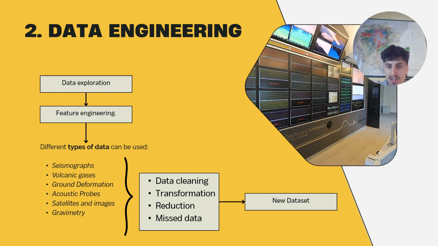Step 2, data engineering, which is the most important and delicate part of the research. The aim is to represent reality with data as much as possible, so the model can generalize. We have to extrapolate a new dataset from our current database, doing some data exploration and feature engineering. We use different types of data that have to be cleaned, transformed, and reduced. Also, if there is missing data, we have to fill it.